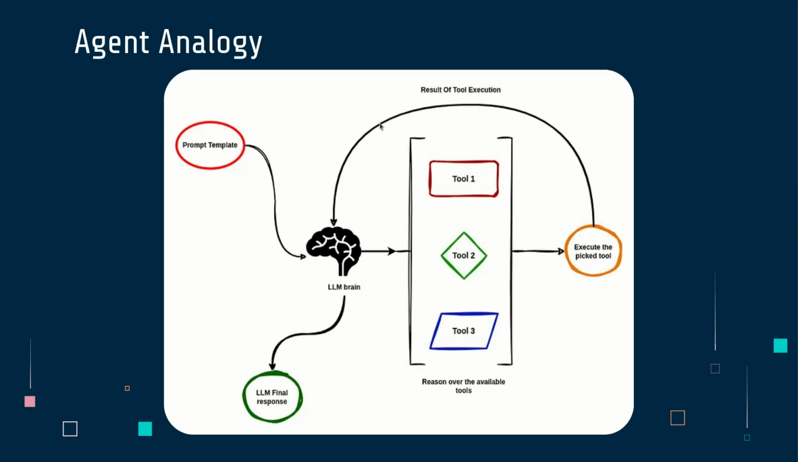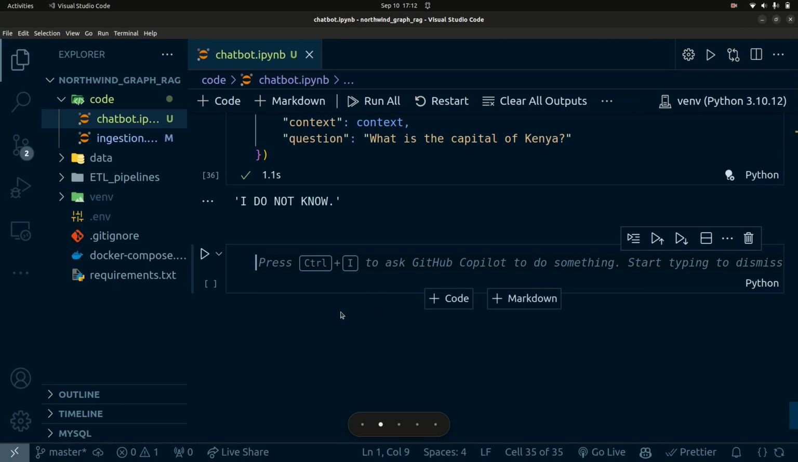So that light turned on goes to the LLM, and the LLM responds, hey, I have turned on the lights in your room. Is there anything else you want? Okay, something like that. Okay, so now let's go ahead and try to implement a LangChain agent.